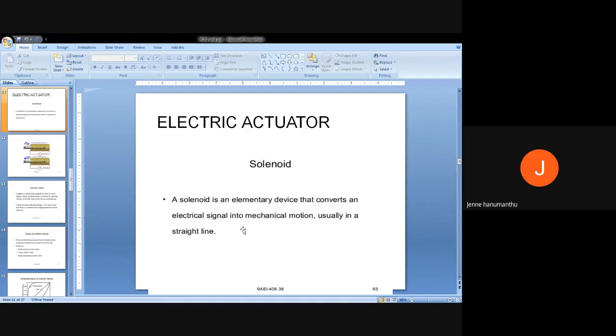The second example for the electrical actuator is electrical motors. You know electrical motors? Motor, you know, DC motor, AC motor. You know what is a motor? A motor is a device that converts electrical signals into mechanical output. So what is the mechanical output expected from the motor? Rotational displacement or speed.